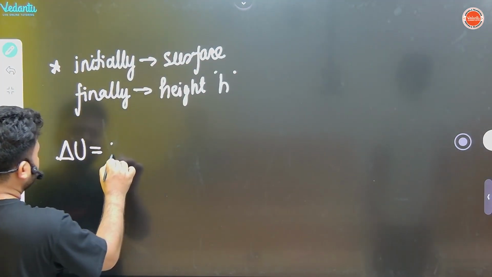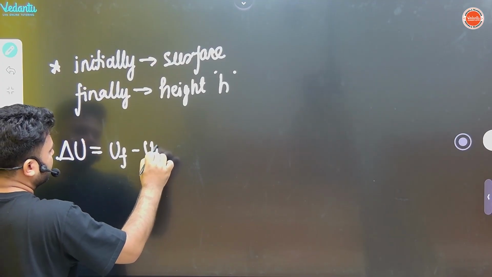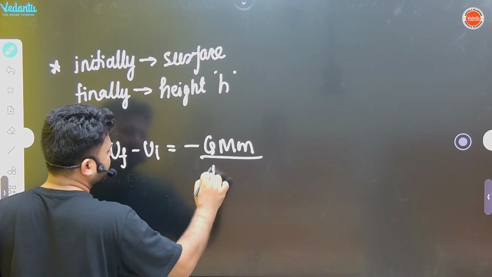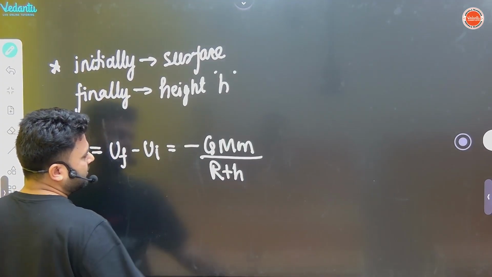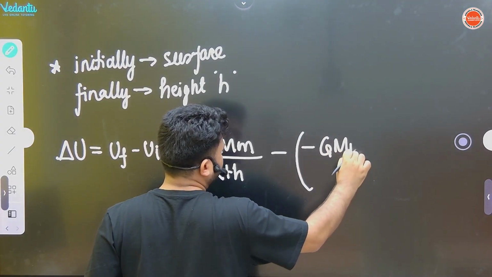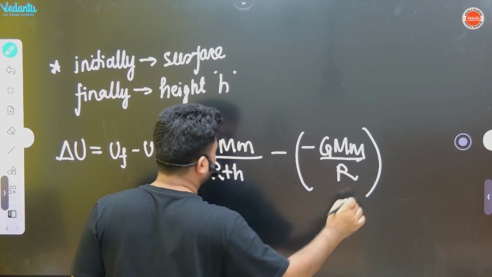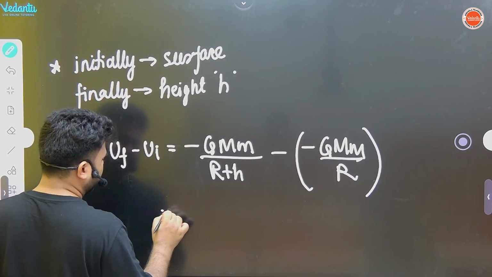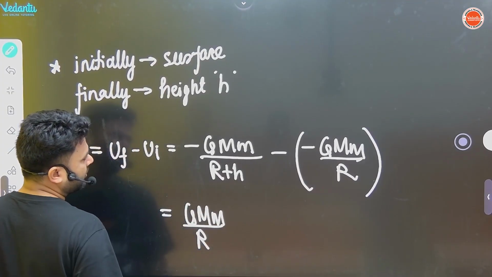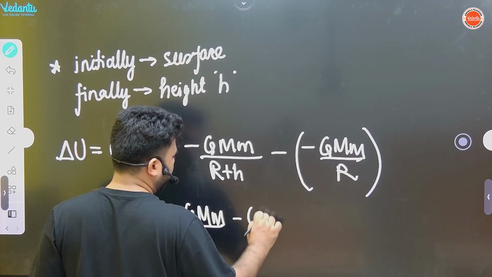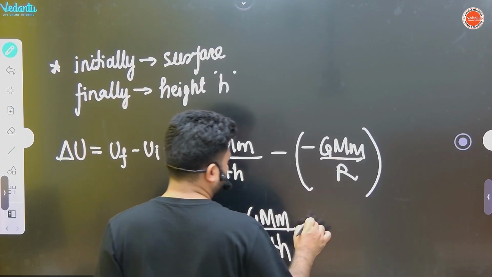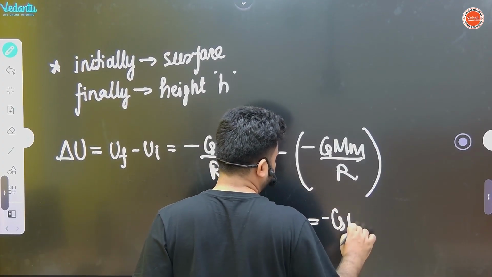So change in potential energy means final potential energy minus initial potential energy. Final potential energy is minus GMm divided by R plus h. This is final potential energy minus initial potential energy. Initial was minus GMm divided by R. So if you solve this, this minus will become plus. So GMm by R, and this is minus, so minus GMm by R plus h. So you can take GMm common.